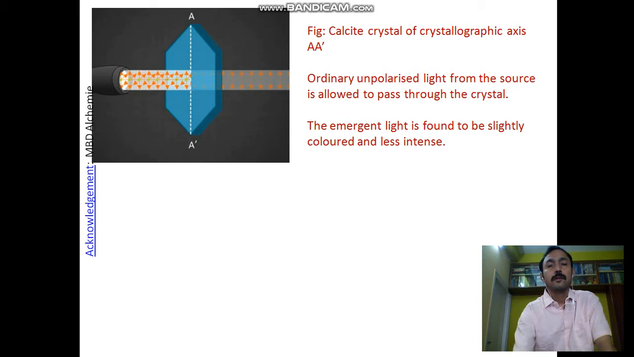Here in the figure is a calcite crystal with crystallographic axis AA dashed. This is the source of light S. It is producing unpolarized light, that means vibrations in different directions. Ordinary unpolarized light from the source is allowed to pass through the crystal. After passing through the crystal, the emergent light is found to be slightly colored and less intense.